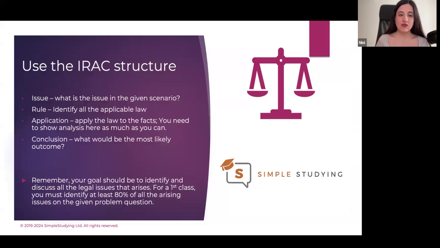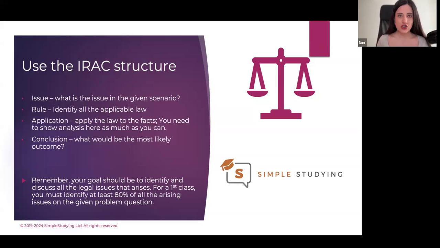Use the IRAC structure for answering problem questions. Everyone knows that it has to be the IRAC structure, but it is often overlooked or not applied correctly. You need to practice this beforehand. So make sure that you draft as many answers as possible from past exam papers on equity and trusts using the IRAC structure. So once you turn up to the exam, you know exactly what is expected from you and how to write a first class answer to your equity and trust problem questions.